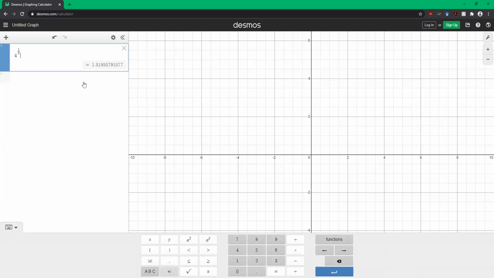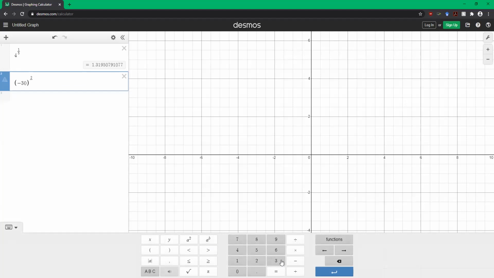So let's do the others. The other 2 were, part B was -30. So we'll use parentheses, because we want that -30 to be inside the exponent. So parentheses, -30, right parenthesis. Then we'll press the A to the B button to get an exponent.